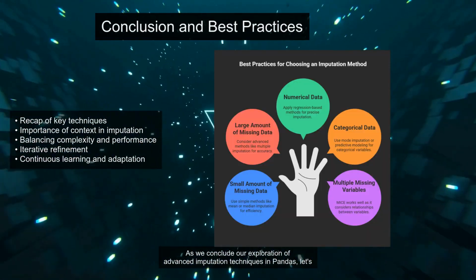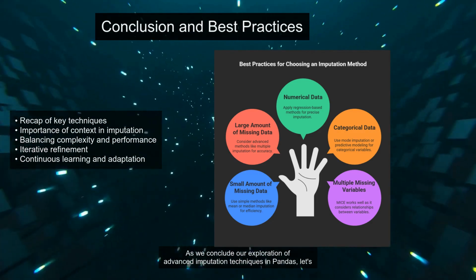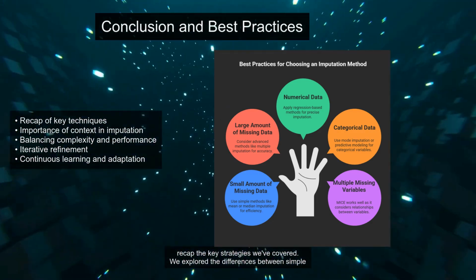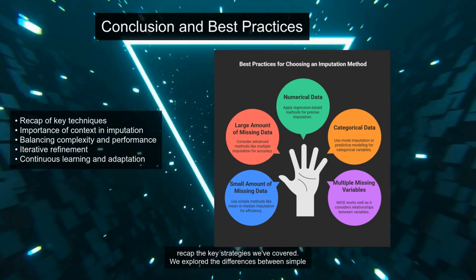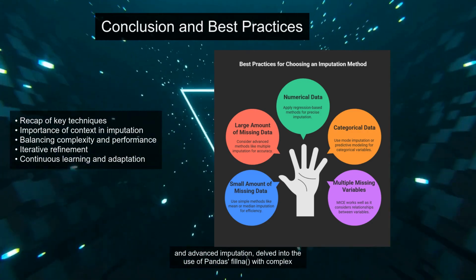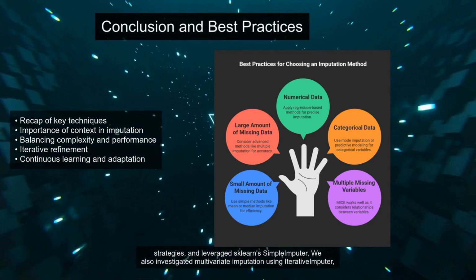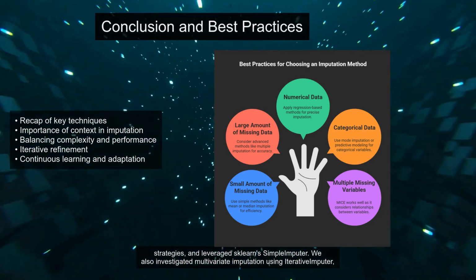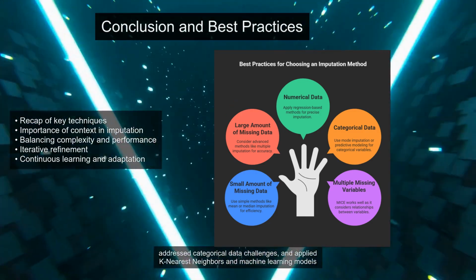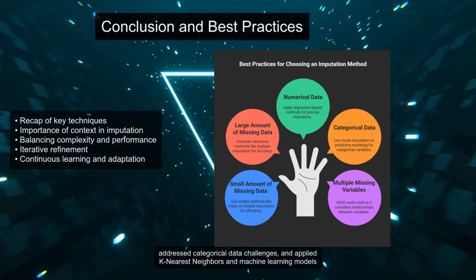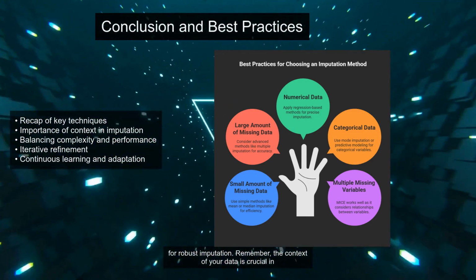As we conclude our exploration of advanced imputation techniques in Pandas, let's recap the key strategies we've covered. We explored the differences between simple and advanced imputation, delved into the use of Pandas fillna with complex strategies, and leveraged sklearn's SimpleImputer. We also investigated multivariate imputation using iterative imputer, addressed categorical data challenges, and applied k-nearest neighbors and machine learning models for robust imputation.